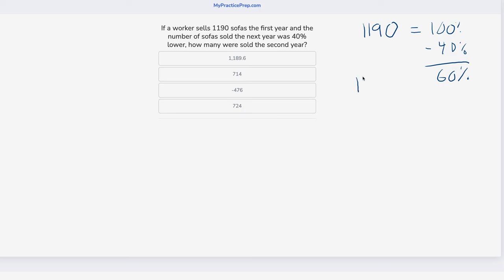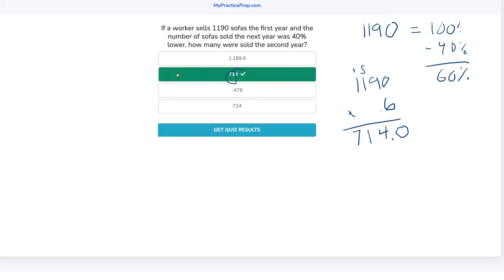So we say 1190 times 60%, which is going to be the same as 0.6. We know that 6 goes into 0, 0 times. 6 times 9 is 54. 6 times 1 is 6, plus 5 is 11. 6 times 1 is 6, plus that is 7. Don't forget to carry your decimal point. And we've got 714. Let's check our answer. And we're good to go.